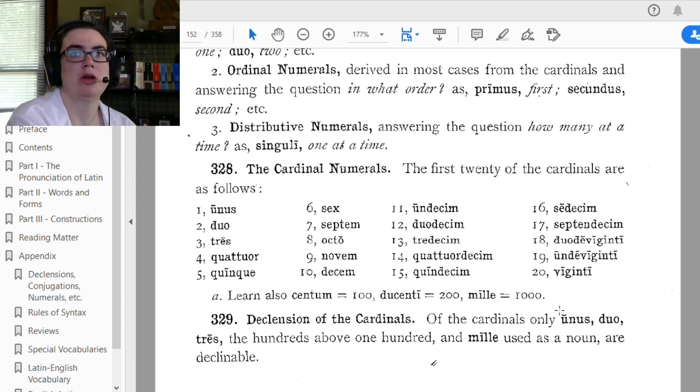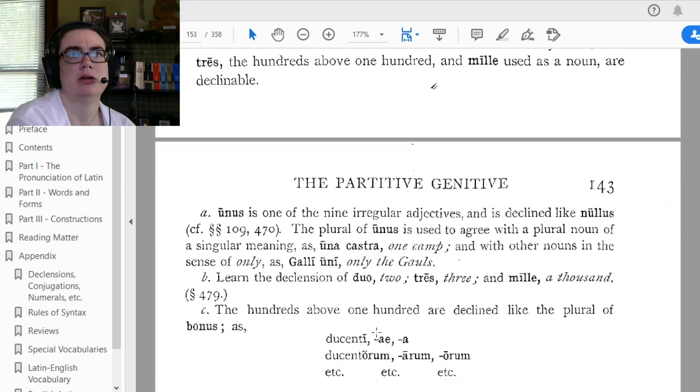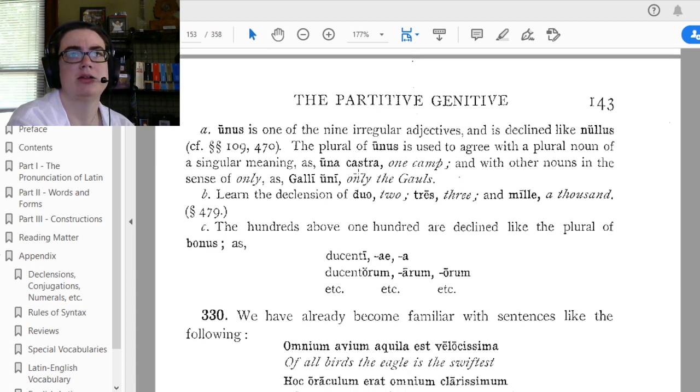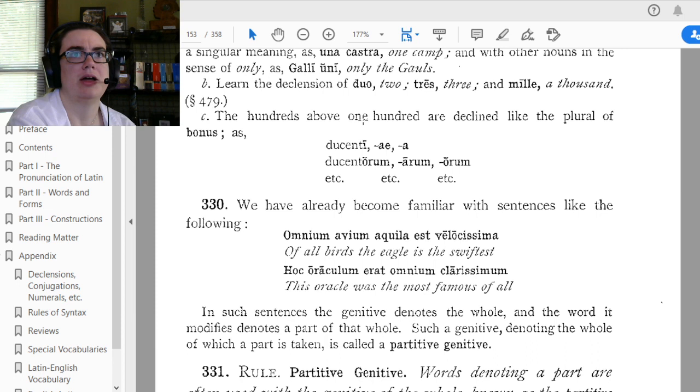But unus, duo, tres, and 200 and all the other hundreds, and 1,000, they decline. So unus, una, unum, duo, duae, duo, tres, tria. You decline them like adjectives. Mille, milia. So unus we've actually already learned is one of the 9 irregular adjectives: unius, so the ius in the genitive, the i in the dative. And then regular, una castra, 1 camp. Can technically do plural if you want it to mean only, but there's also other words to mean only, so don't worry about it too much. And then ducenti, ae, a, orum. So adjectives only in the plural.